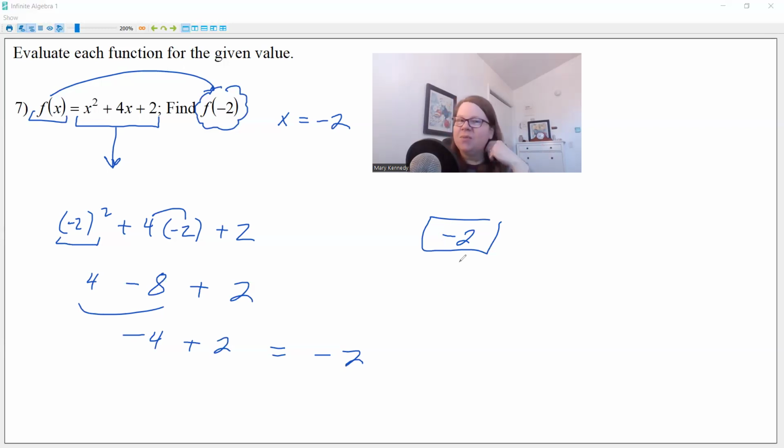It doesn't mean if I put in a -1, I'm going to get -1 back out of it. Or if I put in a 3, I'm going to get 3. It doesn't necessarily mean that. It just means for -2, that is what I get out in this function.